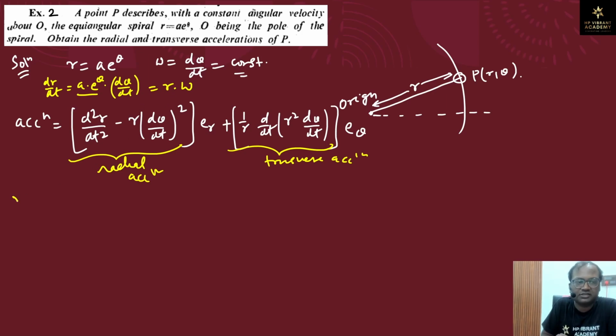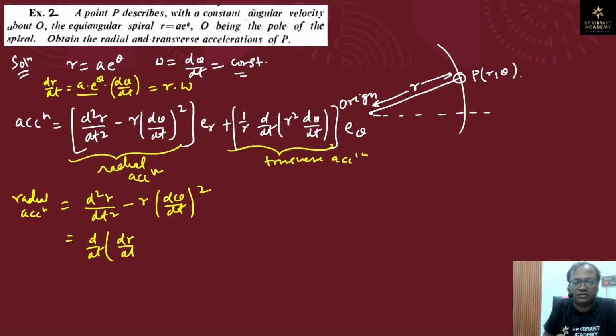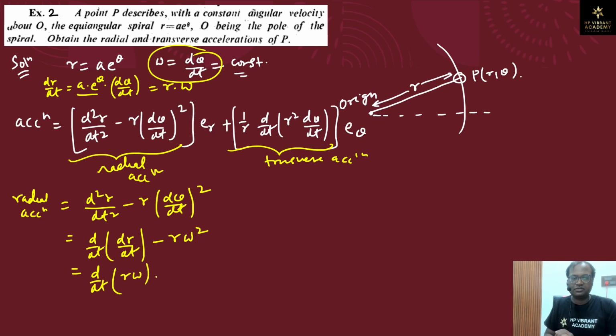This we can write as radial acceleration. Radial acceleration is equal to d2r/dt square minus r (d theta/dt) whole square. This we can write as d/dt into dr/dt minus r (d theta/dt). d theta/dt is omega, so this is omega square. Now d/dt into dr/dt is d/dt of r omega, minus r omega square. Omega is constant, so this is omega into dr/dt minus r omega square, and dr/dt is r omega.